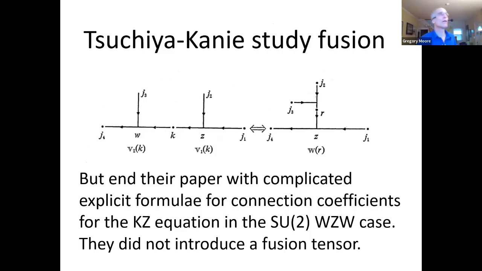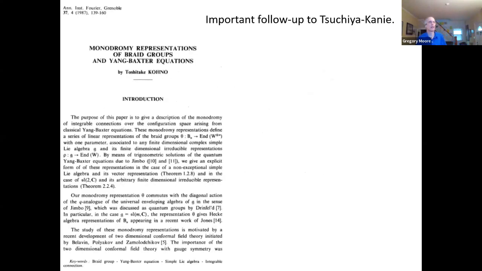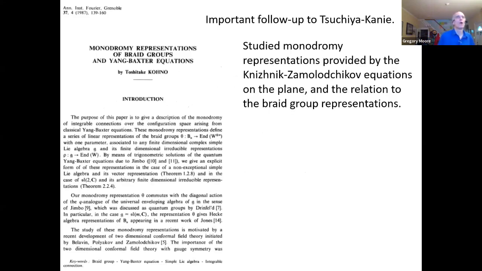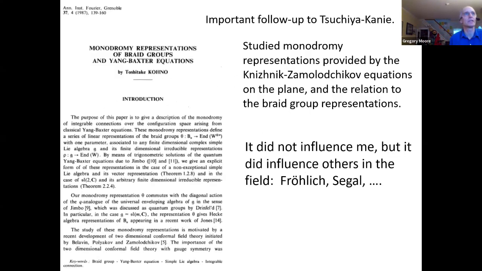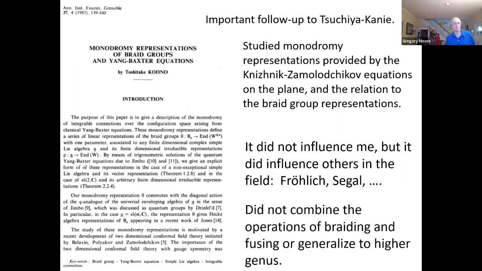There was an important follow-up to Tsuchiya and Kanie by Kohno, where he studied the monodromy representations provided by the KZ equations on the plane and its relation to braid group representations. It did not influence me, but it did influence others in the field, Fröhlich, Segal, and I should have added Witten here because it certainly influenced Witten too. It did not combine the operations of braiding and fusing or generalize to higher genus.